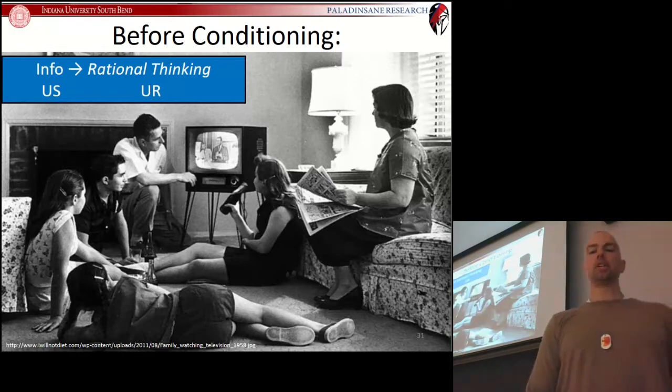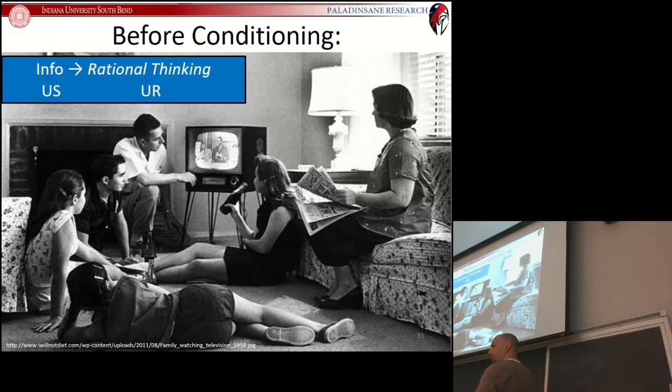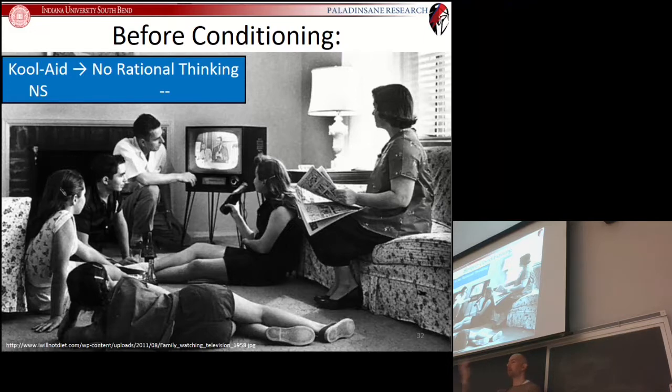So that's before conditioning. Also before conditioning, before anybody has ever seen a Kool-Aid commercial, the Kool-Aid package would be a neutral stimulus in the sense that it would not lead to any rational thinking. If you were to show adults that Kool-Aid packet back in the day and said, hey, take a look at this package, what does it make you think? They would not come up with any rational thinking, any ideas about quality or features. They would basically take a look at it and go, it's a package, it holds stuff. That's kind of where I'm at right now. Neutral stimulus, doesn't do anything. That's what the Kool-Aid package was beforehand.